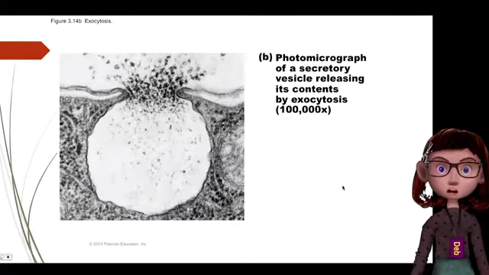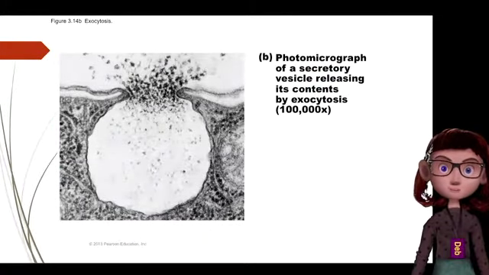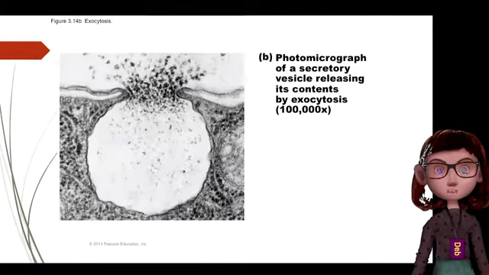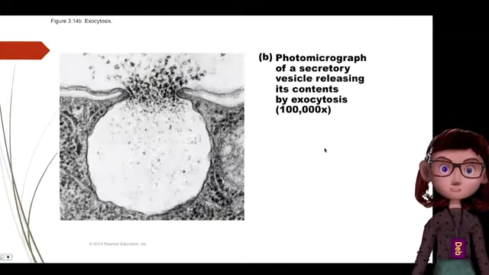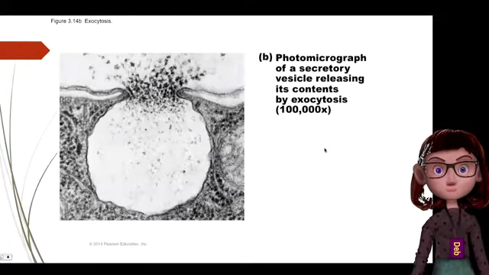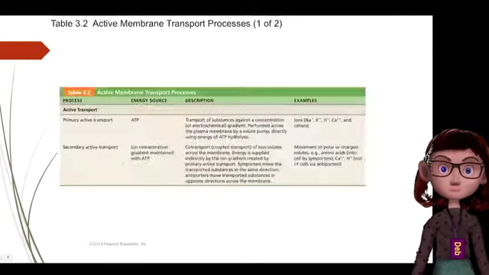Here's a photomicrograph of a secretory vesicle releasing its contents via exocytosis. This is an electron micrograph using an electron microscope, so it shows you that they're not just making this up. They actually can see this process using an electron microscope image.